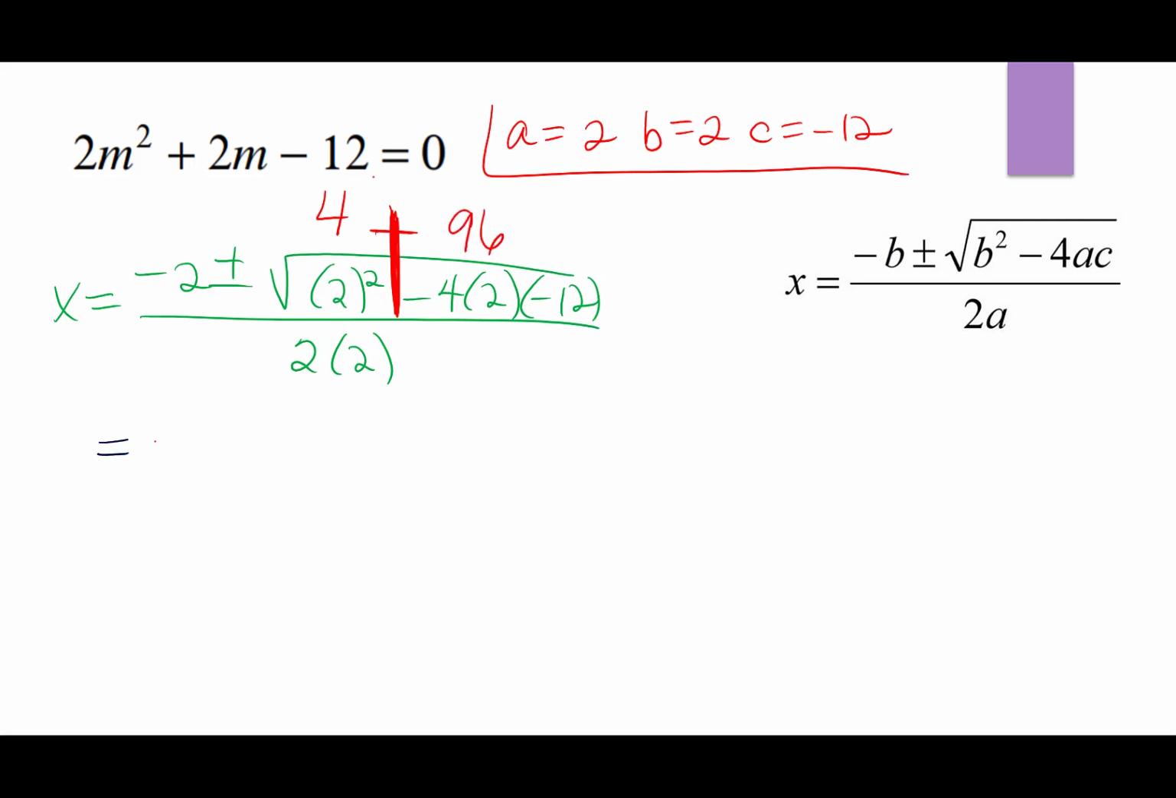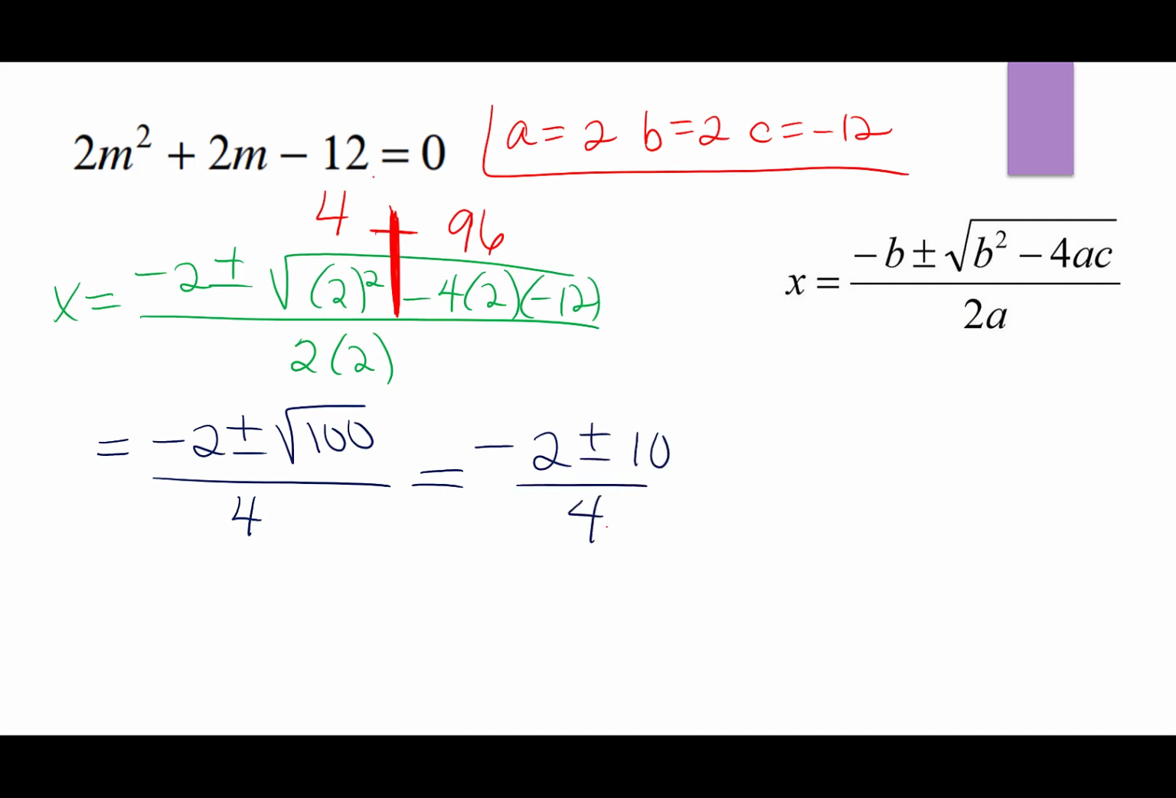Now I'm going to simplify it to negative 2 plus or minus the square root of 4 plus 96, which is 100. And then 2 times 2 is 4. 100 is a perfect square number, so another way to write this is negative 2 plus or minus 10 over 4. Again, just like the previous problem, I recommend that you separate it into two fractions.